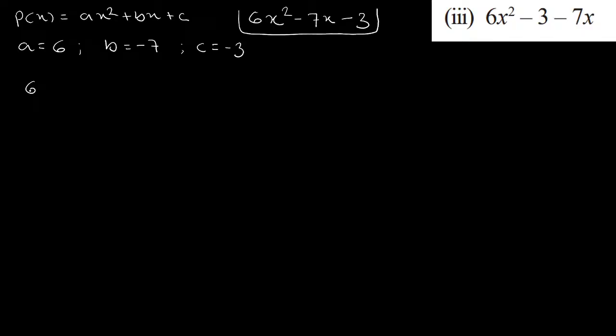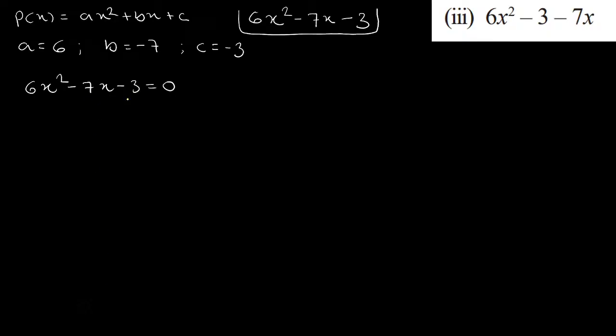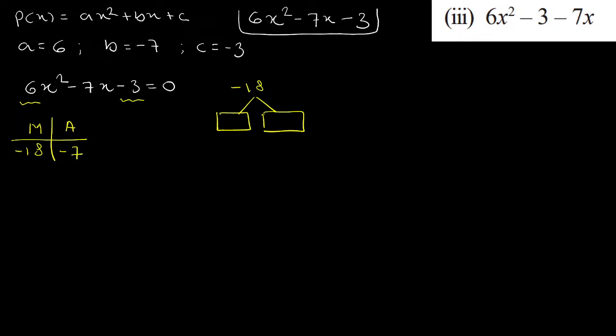To find the zeros, we need to equate the quadratic polynomial to 0. And how do we do the factorization here? The constant term is minus 3, we multiply it with the coefficient of x square, so it is minus 18. Now break this into factors so that the multiplication gives minus 18 and the addition gives minus 7. So 9 twos are 18, I can get minus 9 and plus 2.